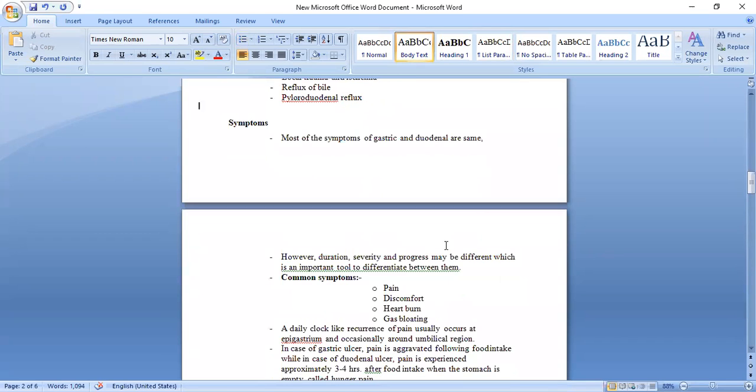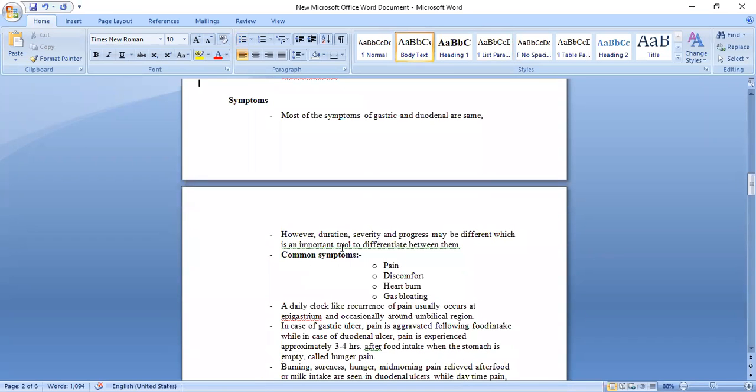Symptoms are the same, but causes are a little bit different. However, the duration is the main important thing. Duration, severity, progress may be different. Acute within half an hour, 1 hour, 2 hours, 1 to 2 days is the common duration.